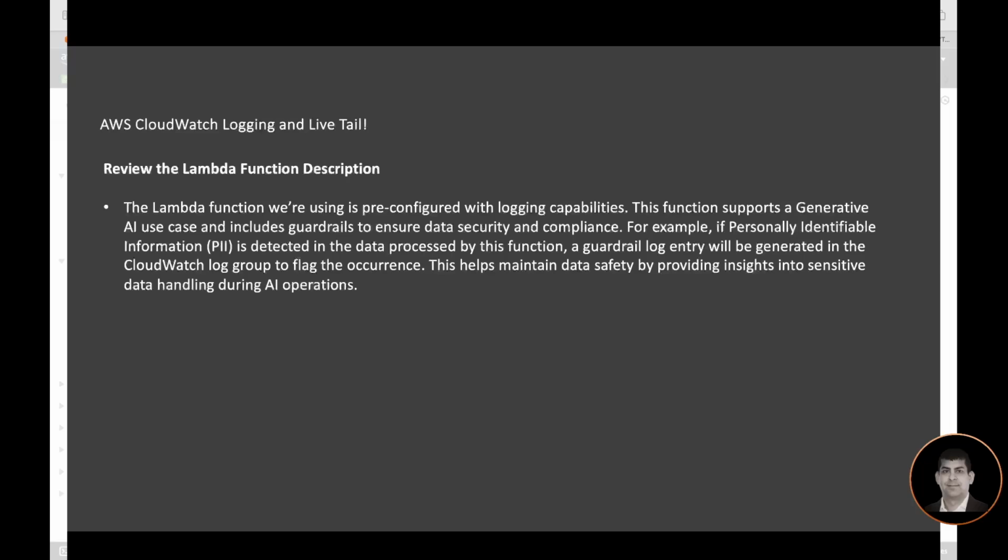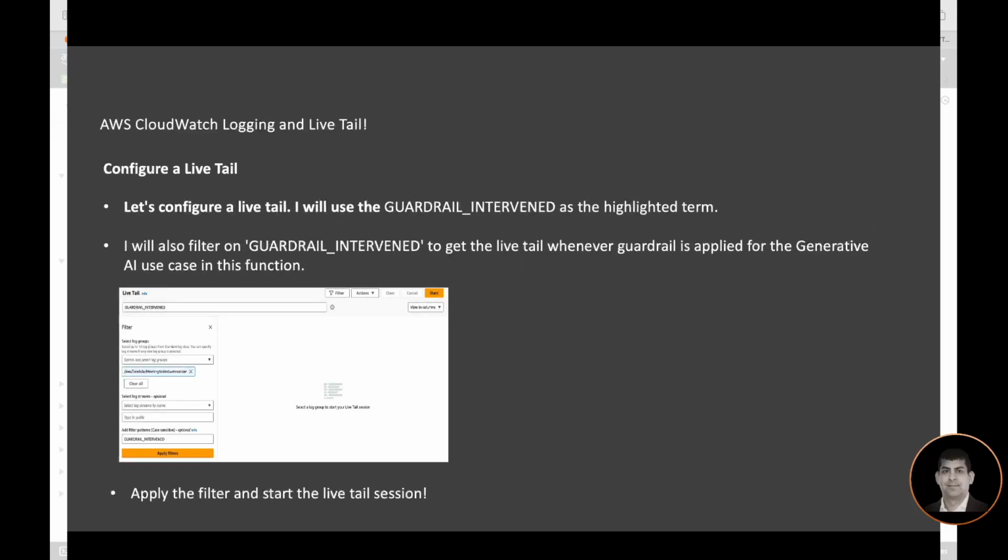At the same time, through the log, we know that at this specific moment, a guardrail was triggered on this set of data. So let's configure a live tail. I will use "guardrail intervene" as the highlighted term, and also as a filter term, because I want to only look at when a guardrail has intervened on the data, because it has encountered a PII data element based on my definition in the function. So this is the use case, and it's very simple.